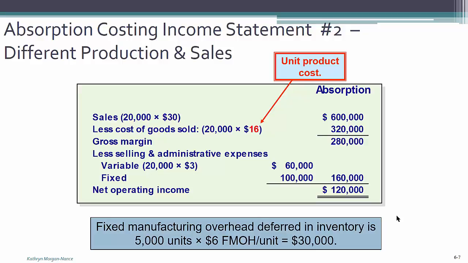Well, that's it for the moment. In the next video, we'll look at variable costing in more detail and contrast it with absorption costing.